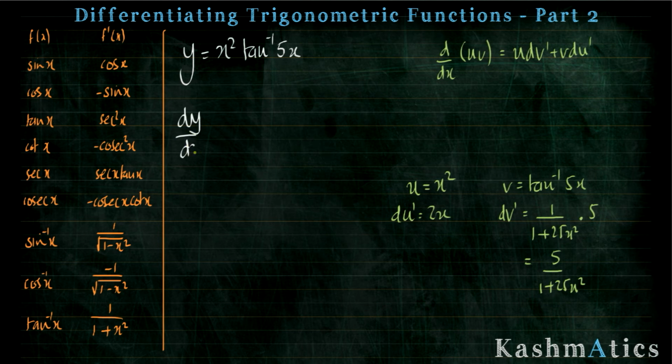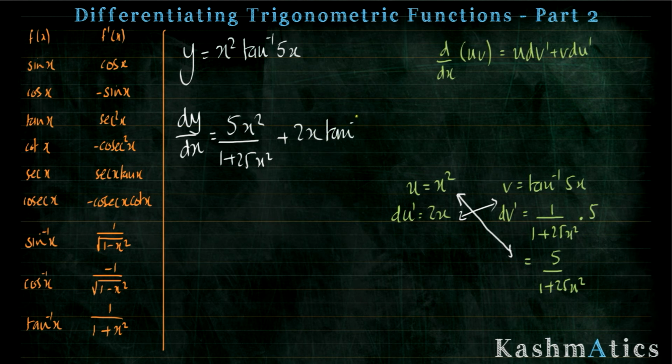dy by dx equals, so u dv, so this multiplied by this, so that would be 5x squared over 1 plus 25x squared, add v du, that's these two multiplied together, so that would be 2x inverse tan 5x.